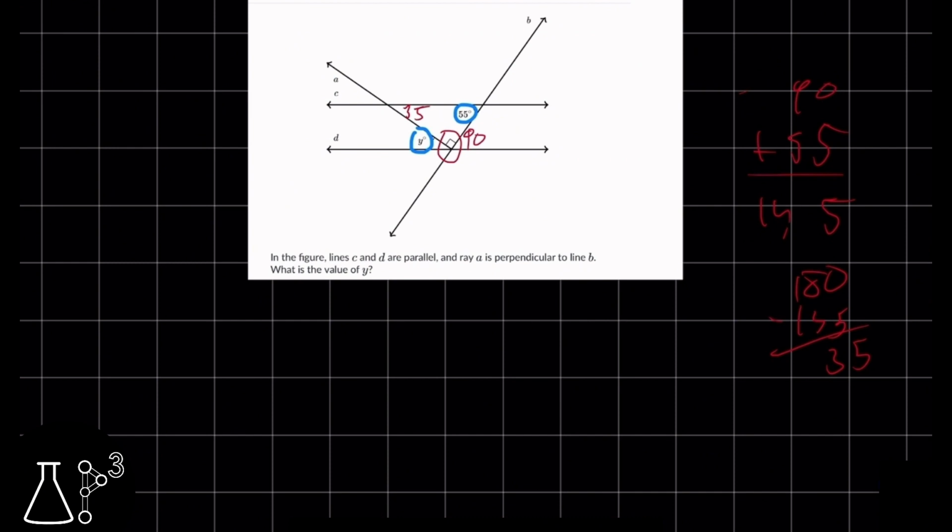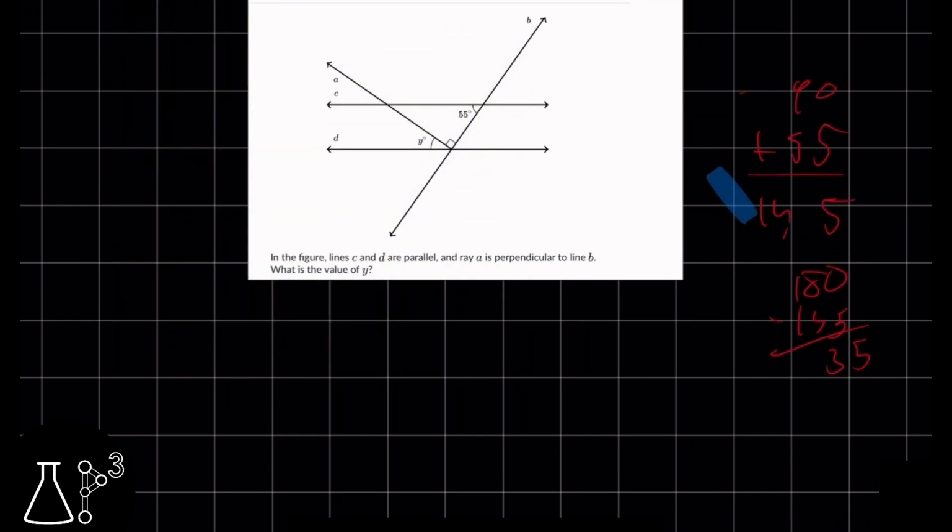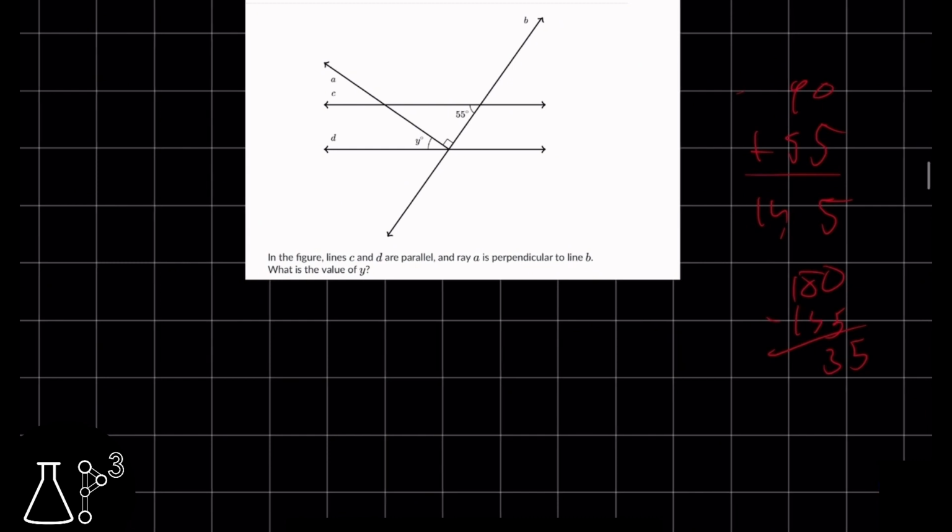Now this looks like a lot of lines intersecting with each other, but it actually isn't. We're given from the question that lines C and D are parallel with each other. So what does that mean? Well, that basically means that the interior angles on both sides are equal.